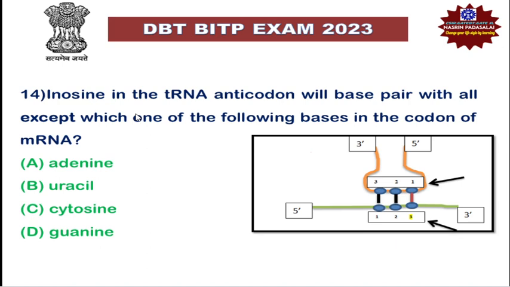Next, inosine in the anticodon of tRNA will base pair with all except which of the following bases in the codon. If you check the diagram, the green color is your mRNA, which carries a codon, and the orange color is your tRNA, which carries an anticodon. The third base in the mRNA and the first base in the anticodon of tRNA can form wobble base pairing. They follow the usual base pairing, but at the same time they can base pair with some other bases. Or else we can say the base at the 3' end of the codon in mRNA and the base at the 5' end of the anticodon of the tRNA can form wobble base pairing.